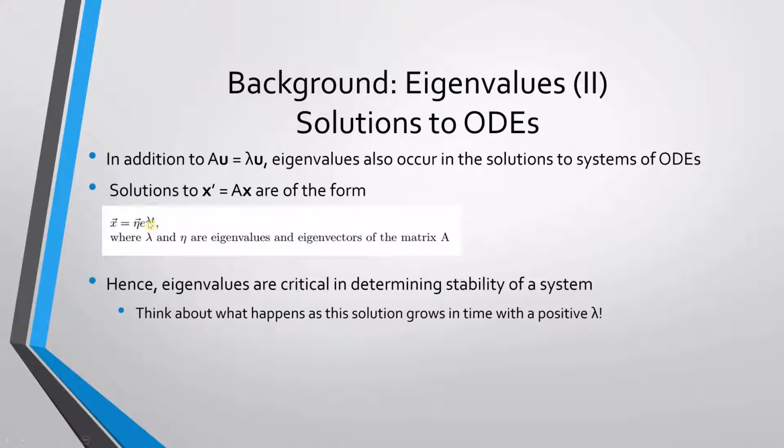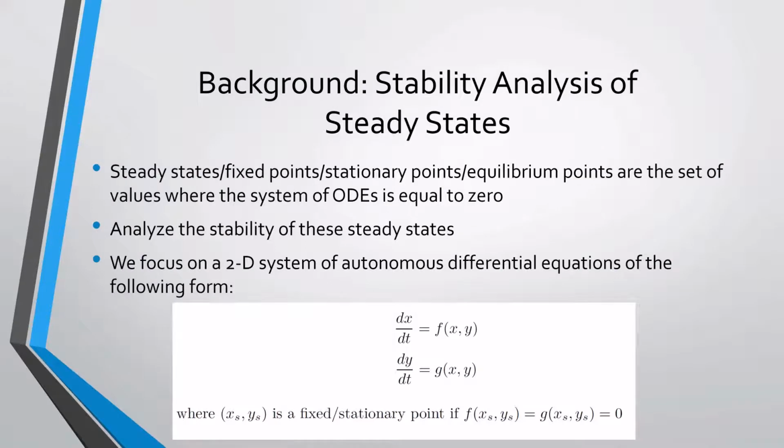Imagine what would happen if lambda was a positive value and we took large values of t. Then this solution would blow up to infinity. However, if lambda was a negative value and we took large values of t, then the solution would tend to 0. Hence, eigenvalues are critical in determining the stability of a system. Now that we know how to find eigenvalues of a system and what they mean, we move forward to stability analysis.